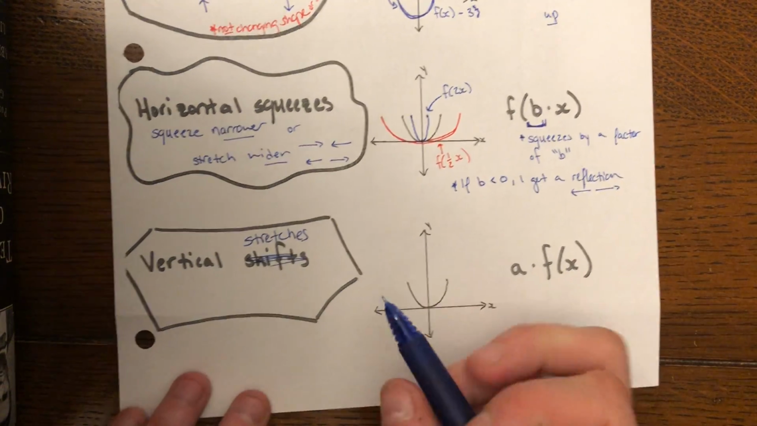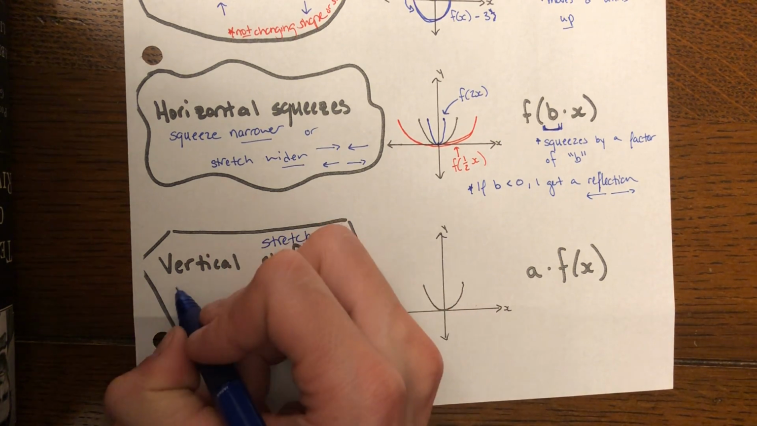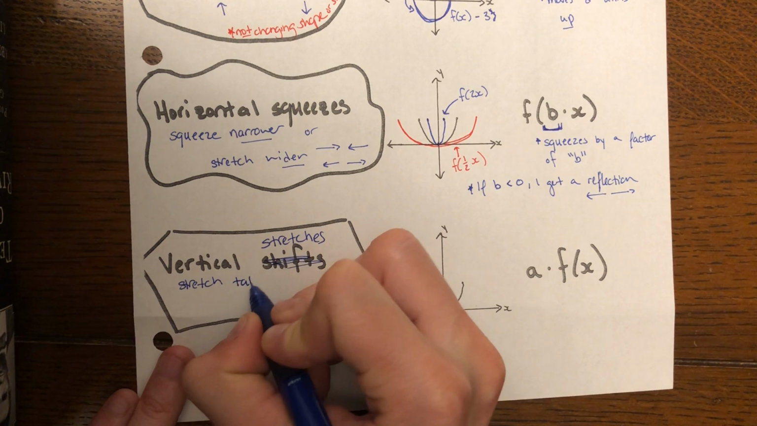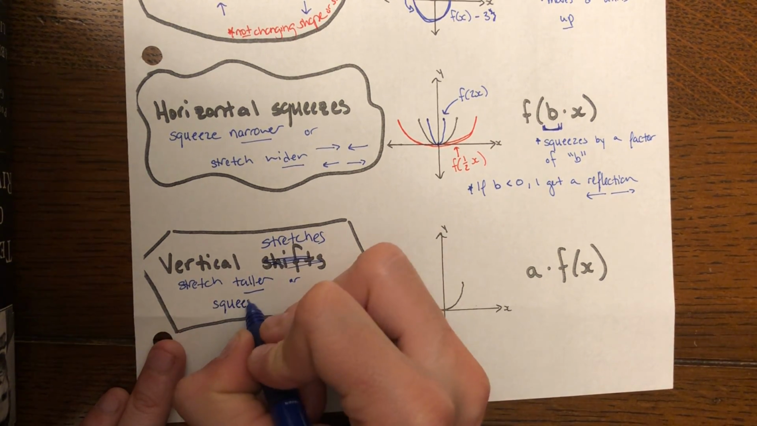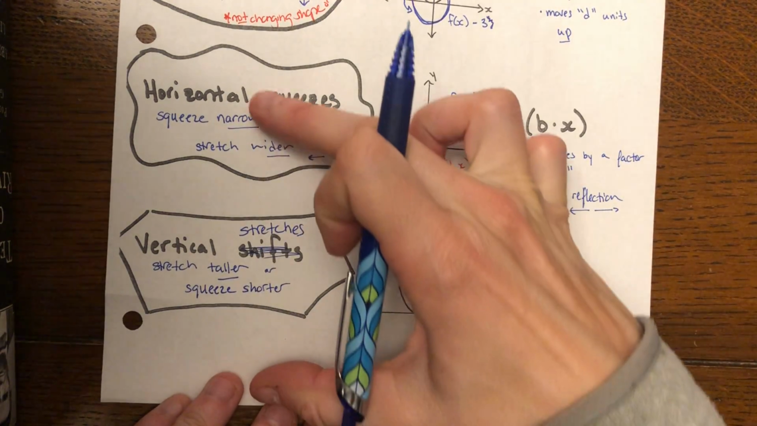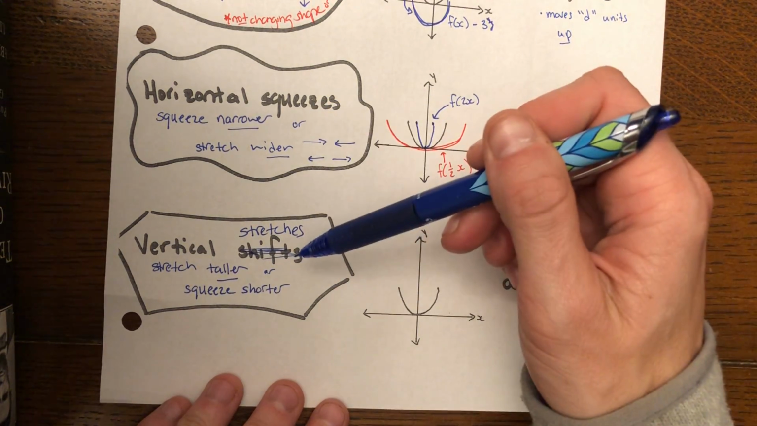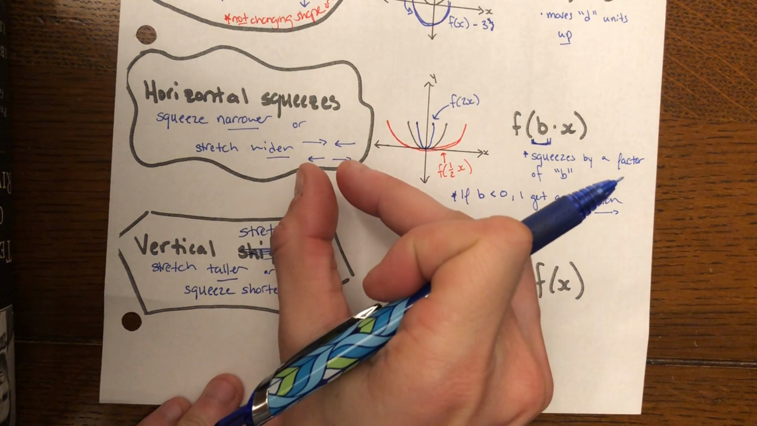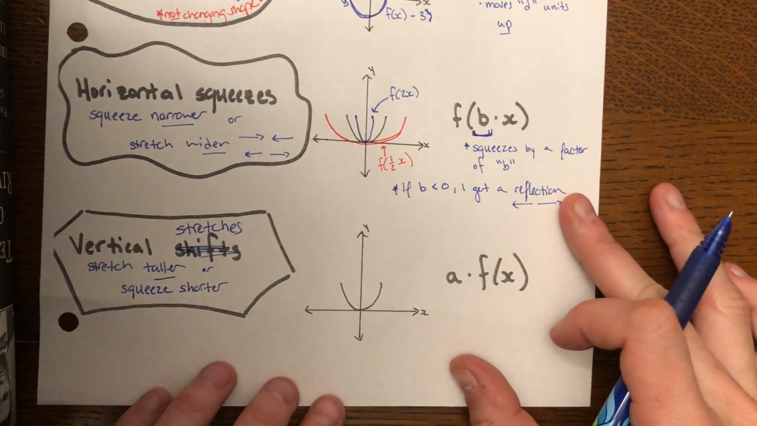My last one down here is a vertical stretch. So similar to horizontal squeeze, a vertical stretch is going to stretch taller, because this is vertical, or squeeze shorter. So we're going to stretch it taller or squeeze it shorter. And I call horizontal a squeeze and vertical a stretch, because when b is bigger, horizontal defaults to getting thinner, squeezing, and vertical defaults to getting taller. So they kind of do the opposite.